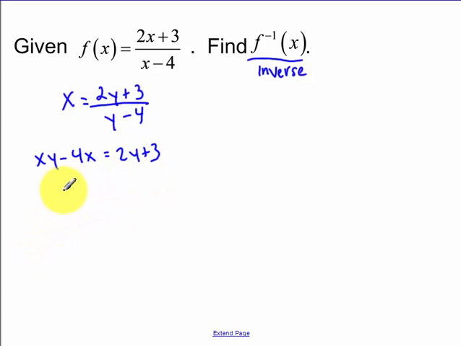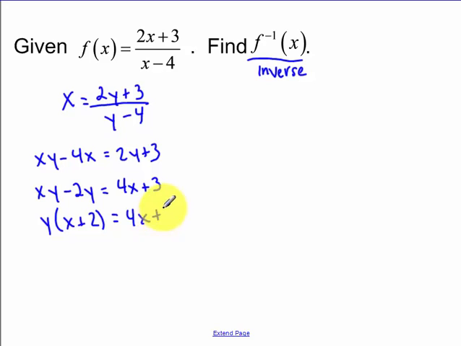I get every term that has a y on it on one side, and get everything else that doesn't have a y in it on the other side. I factor out my y, and then I divide. And so then this is my inverse.